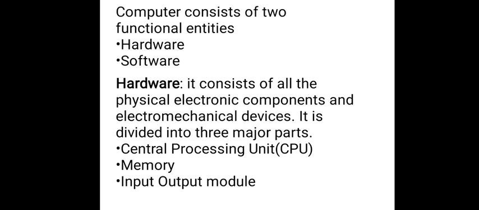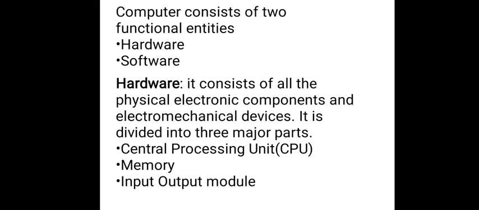See, computer consists of two functional entities. Broadly, there are two components or functional entities a computer can have. One is hardware and second one is software. What is hardware? Hardware consists of all the physical electronic components and electromechanical devices. Means the physical components or physical parts of a computer are called hardware, which you can definitely touch.